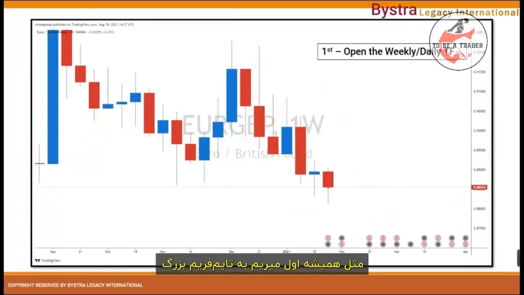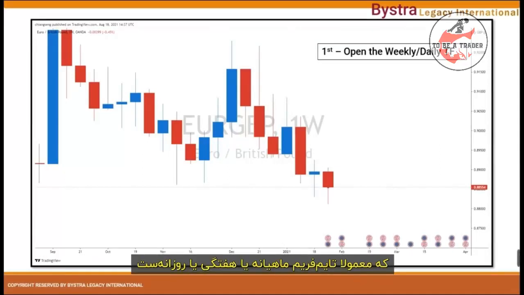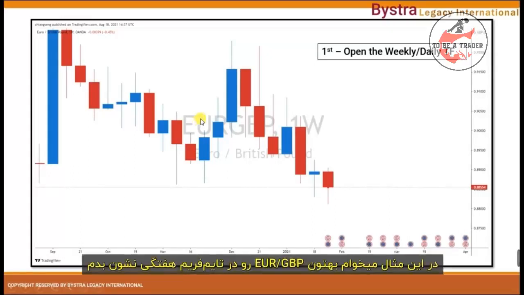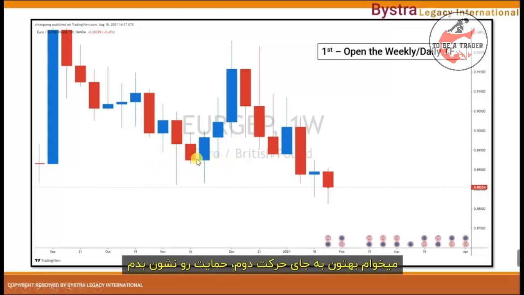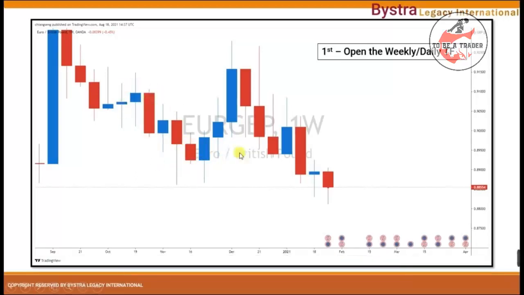As always, first we go to the big time frame. Normally it's the monthly, weekly, or the daily time frame. In this case, I'm going to show you the Euro GBP on the weekly time frame. Now this is not the second movement. Instead, this is the support of the weekly time frame. So this is the second movement here normally, but here is the support. I'm going to show you the support instead of the second movement support.